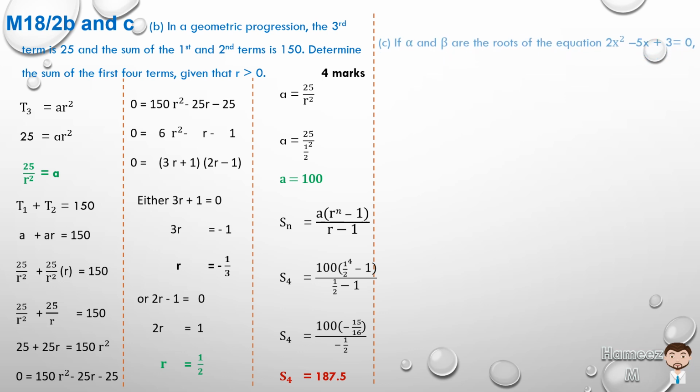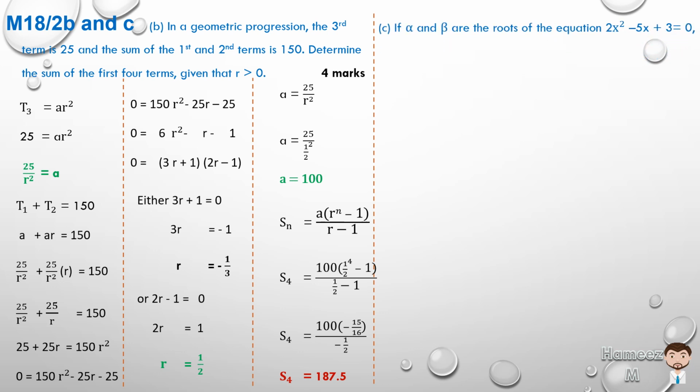And part C, if alpha and beta are the roots of the equation 2x squared minus 5x plus 3 is equal to 0, determine the value of 1 on alpha squared plus 1 on beta squared. So we can see that this is dealing with product and sum of roots, which falls under the subtopic of quadratics. So let's rewrite the equation 2x squared minus 5x plus 3 is equal to 0. And since this is in quadratic form, we know a, the coefficient of x squared, is 2, b is equal to minus 5, and c is equal to 3.